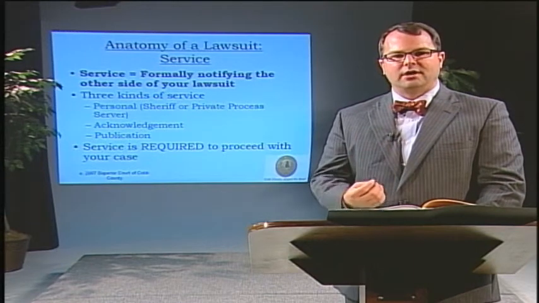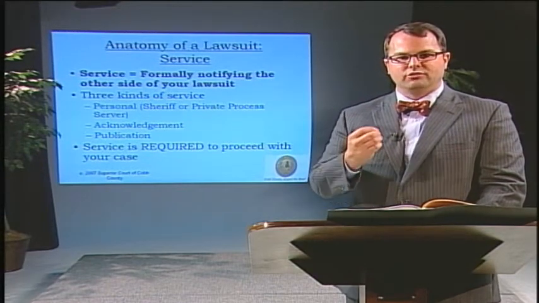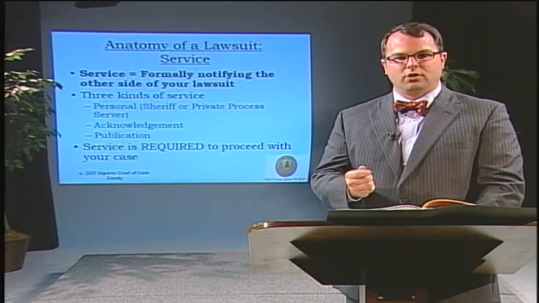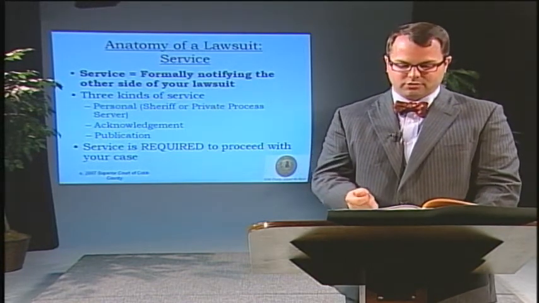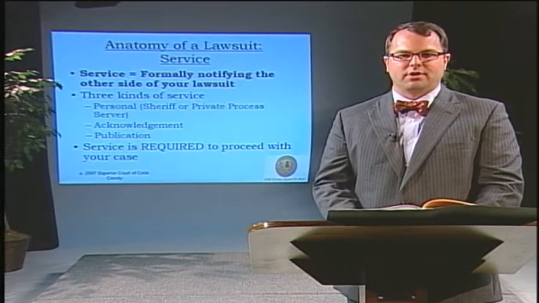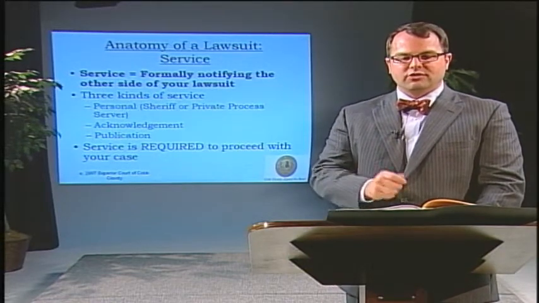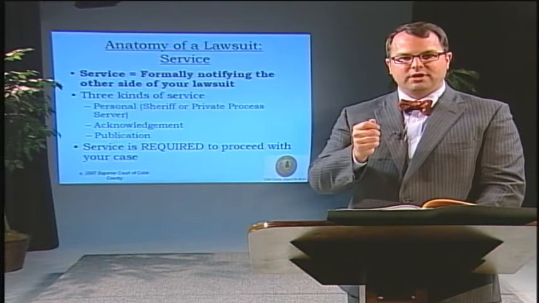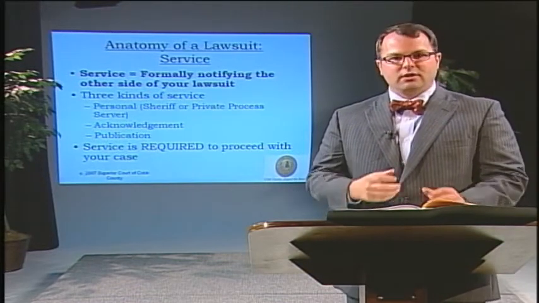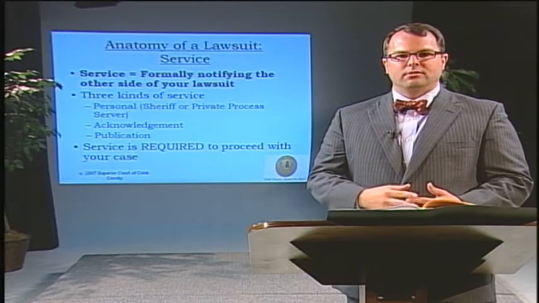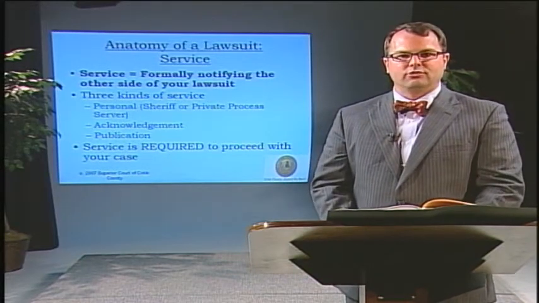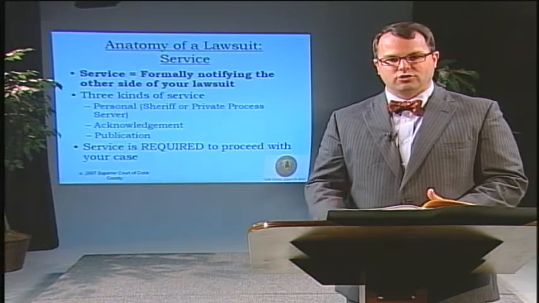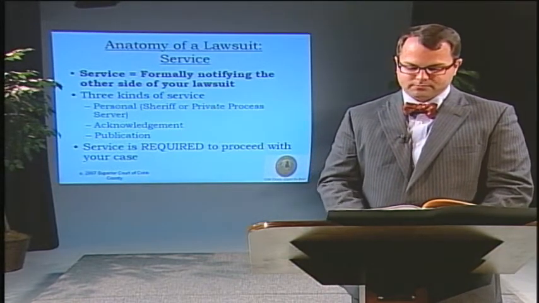What you need to keep in mind about service is that the most common and most often used form is personal service, where the lawsuit is actually handed to the party being sued by the sheriff or a private process server. The reason that you need to keep that in mind is it is only with few exceptions that will be the type of service that you use. Thankfully, however, the sheriff or a marshal in certain circumstances will actually serve the lawsuit for you in exchange for the fee that you pay in conjunction with filing of the lawsuit.